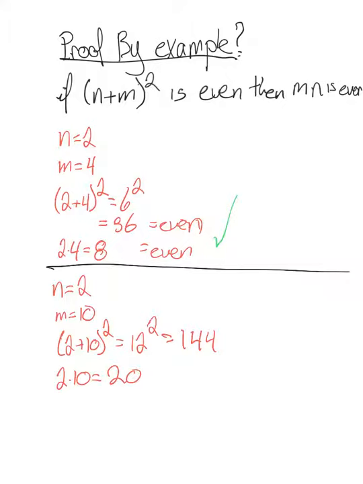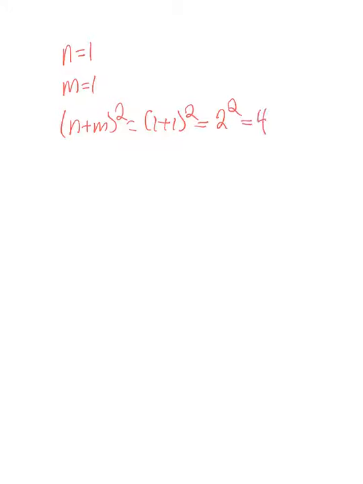Okay, see now, you may be looking at this and you're like, wow, I tried two things. They both worked out. Proved. Done. Check. But what happens if we say n equals 1, m equals 1? Then n plus m squared equals 1 plus 1 squared equals 2 squared equals 4. But 1 times 1 equals 1, which is not even.